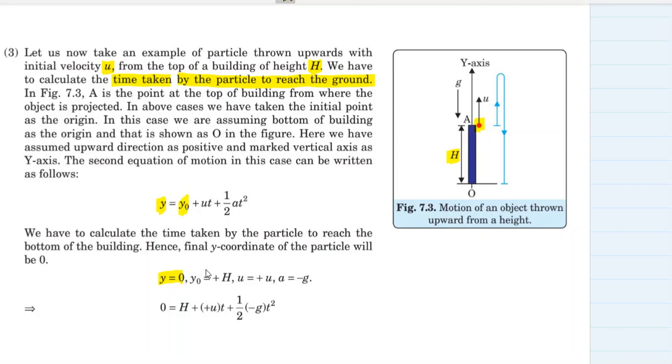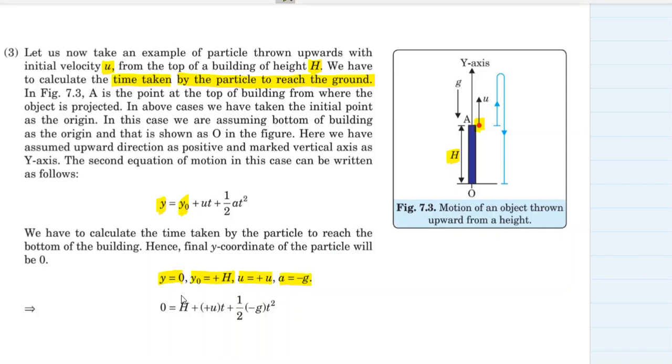See, y naught is the initial position of the particle, plus ut plus half at square. So if you take y as 0, that is the total displacement, you have to take y naught on the other side as plus h. Initial velocity will be plus u because the particle was thrown up. Acceleration of the particle will be minus g.